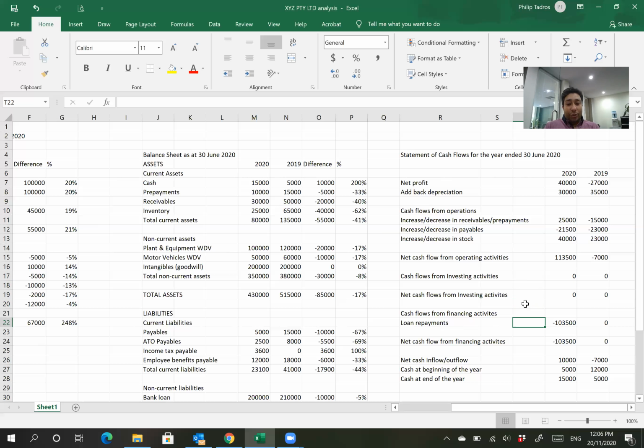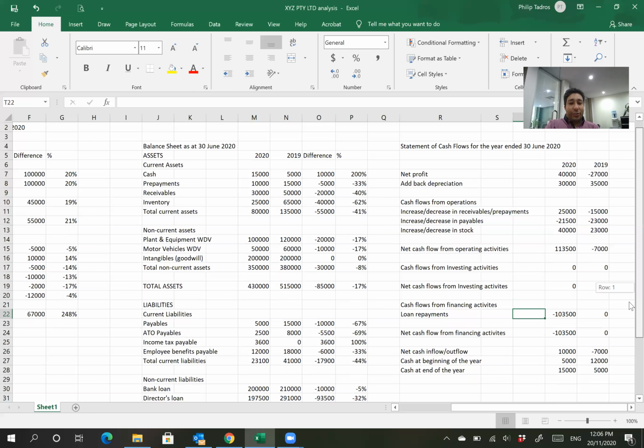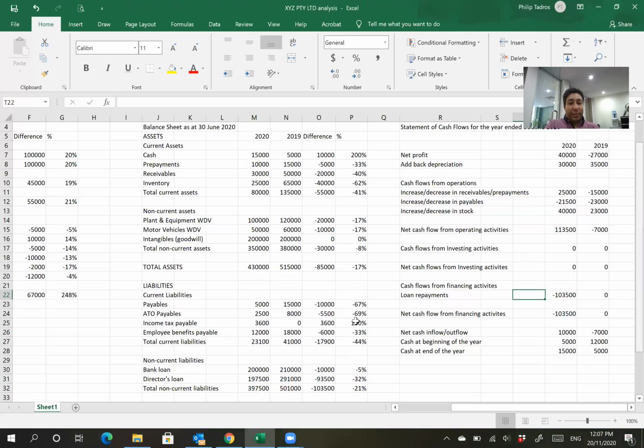Now, in terms of financing activities, you want to show the business how the assets are financed. So the assets may be financed by debt or by equity. Debt means obviously whether there's a bank loan, or whether the director or the owner of the business contributed money into the business and then in turn the business purchased these non-current assets.